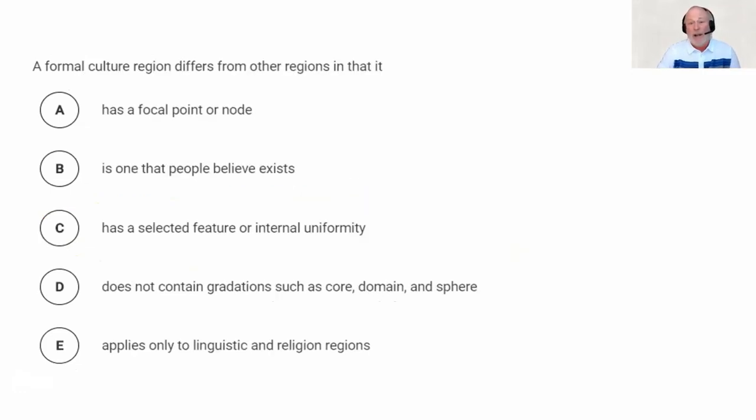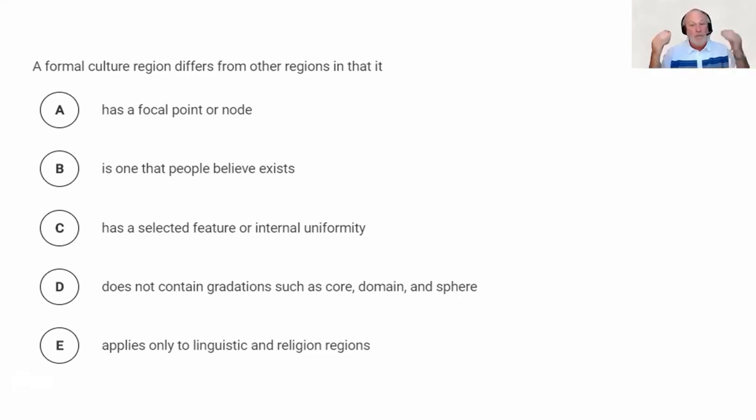Now, a similar question asked in a little bit of a different way. A formal cultural region differs from other regions in that it what, right? How is it different? So now it's approaching it from a different angle. But again, look at your answer choices. Look at A, it has a focal point or a node. If you remember that your functional region is a nodal region, you know that it can't be A.